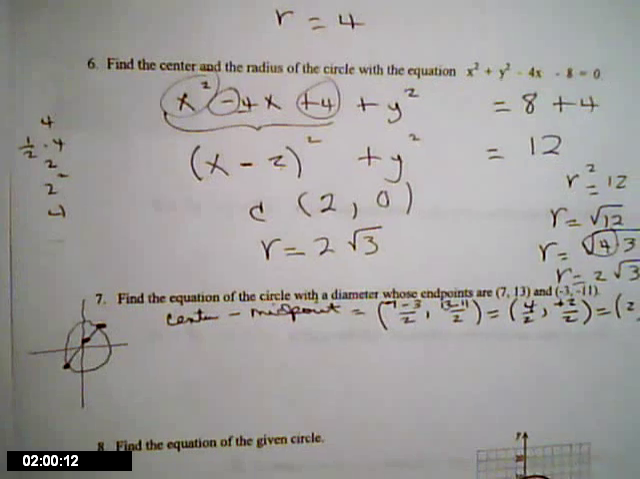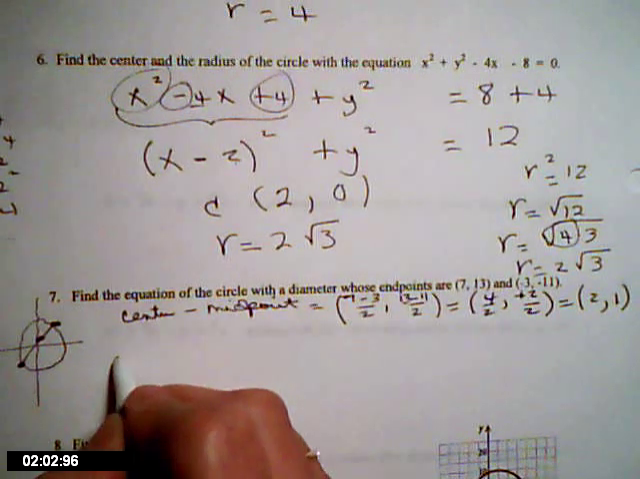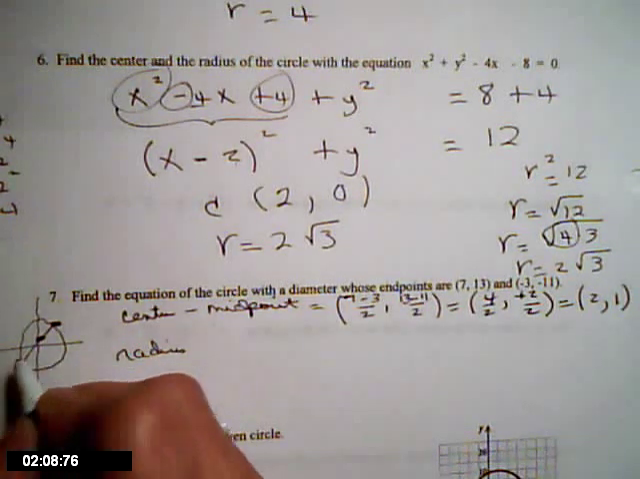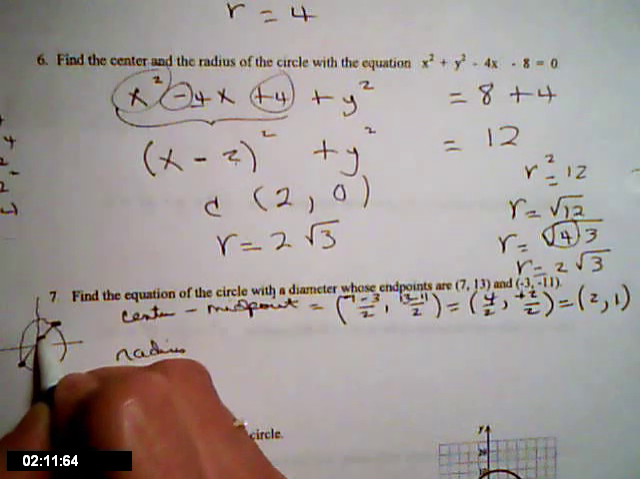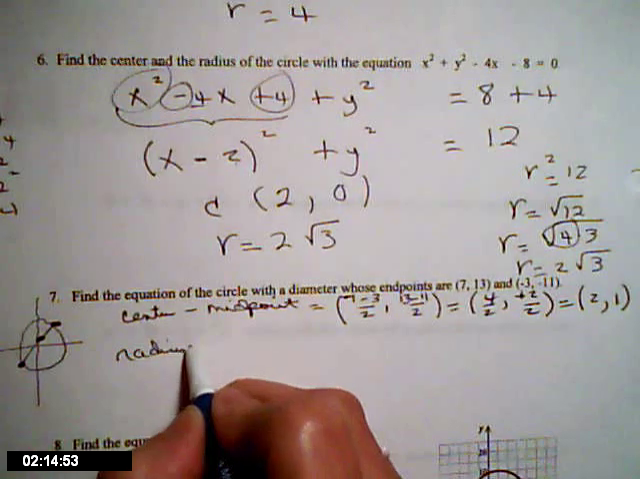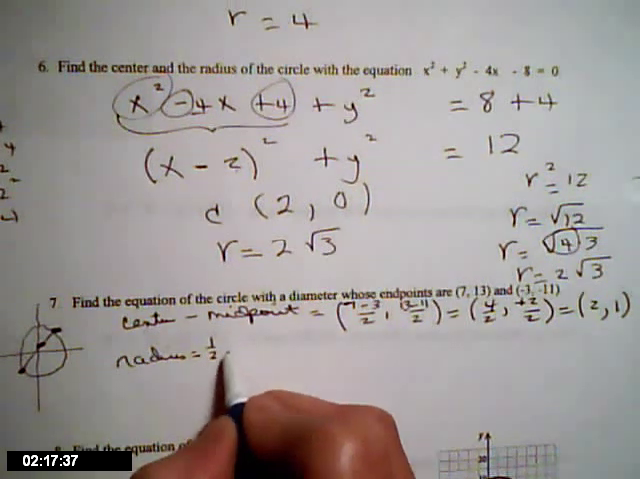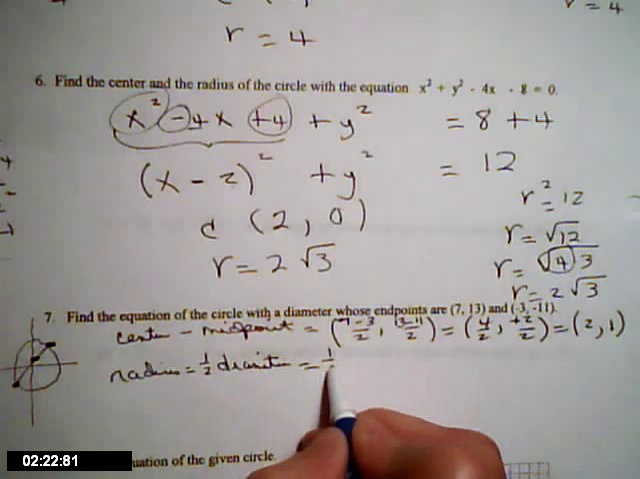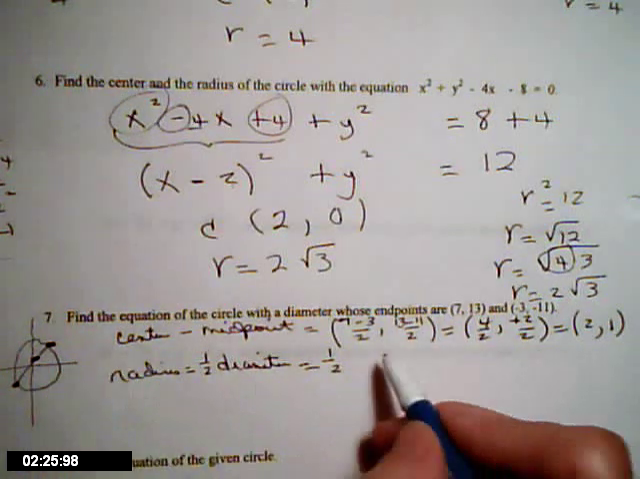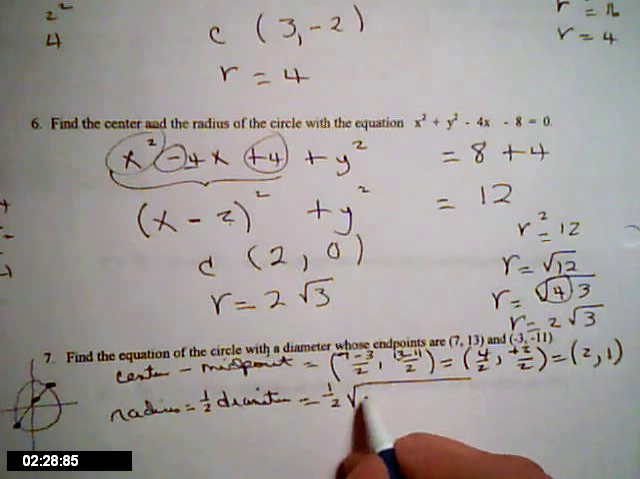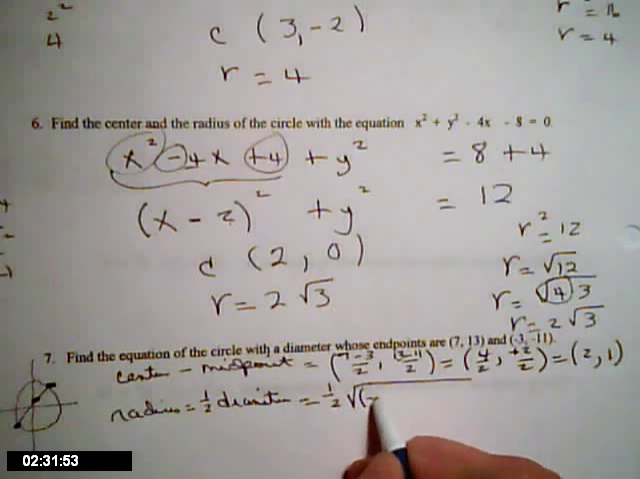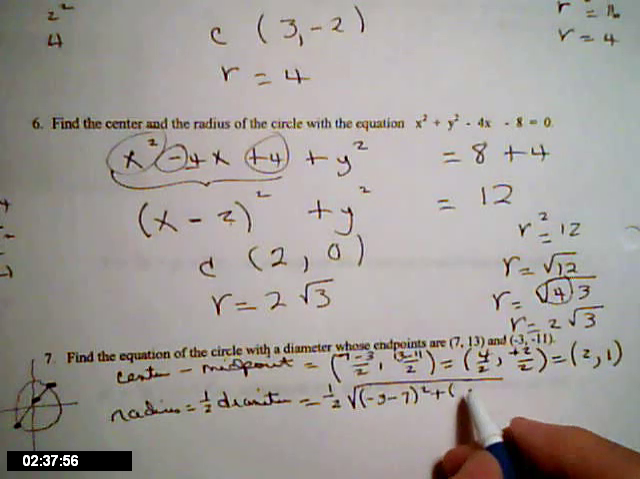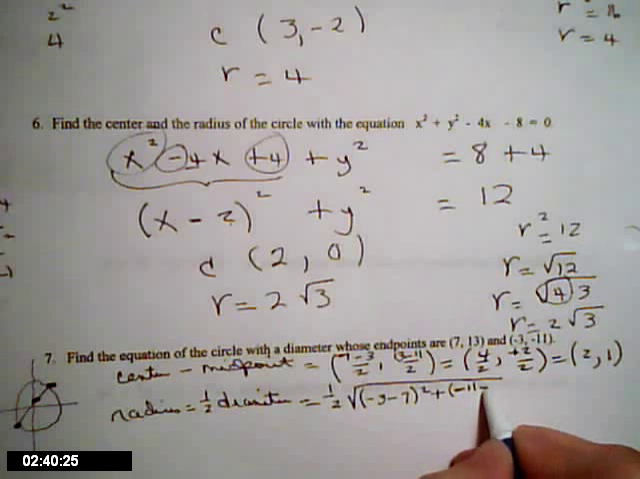Now, to find the radius, remember, these are endpoints of a diameter. I need the distance, the radius, from the center to an outside, so I need half of that diameter, which means I'm going to need half of this total distance. Now remember your distance formula. You have x minus x squared plus y minus y squared.